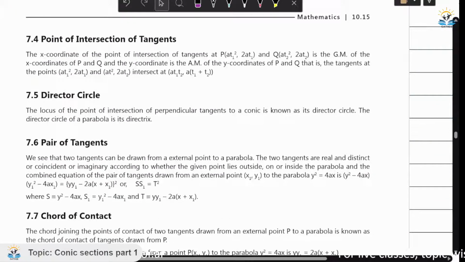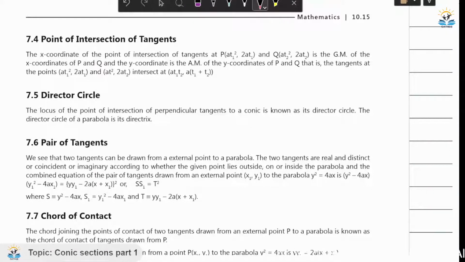Okay. So now moving on, the point of intersection. This is also an important point. The last point stated is very important, that the point of intersection of two tangents is equal to this. You get it?